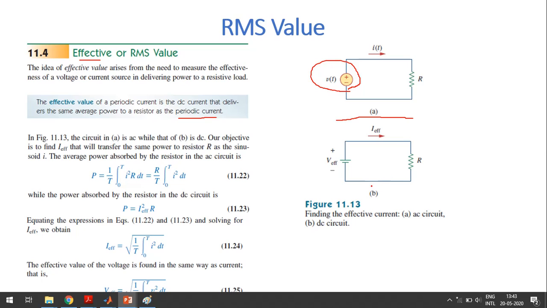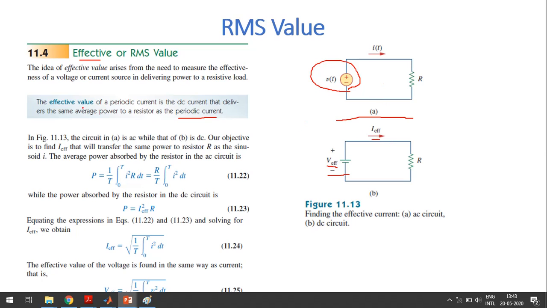The second circuit is the DC circuit. We can see that the source is a DC source, with plus and minus terminals that are different. This DC source is represented as the effective source, V effective, which is again connected to a resistor, and the current flowing in this loop we take as the effective current, I effective. So these are the AC circuit and DC circuit.